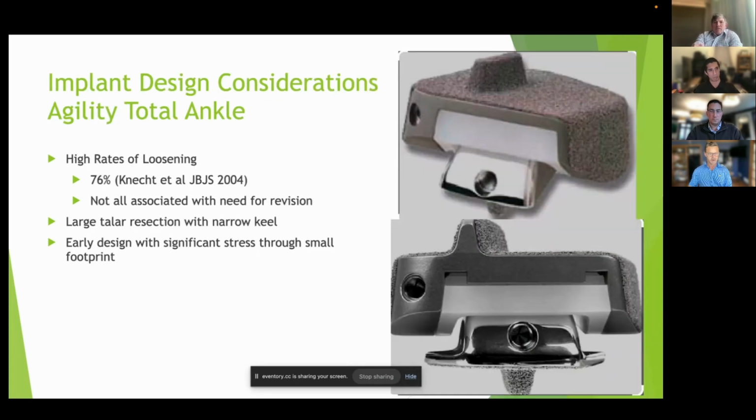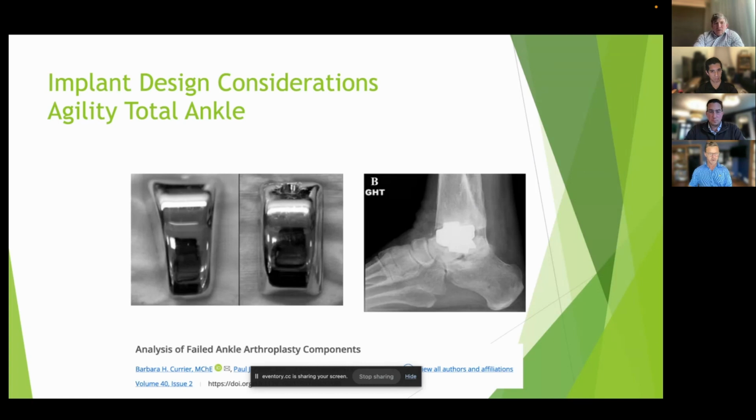Starting with the Agility, we've got a mostly anatomic implant here, but a very small footprint of that talar implant that can result in a high rate of loosening, as the fixation is limited to just that single central keel shown here. You can see this really is a small footprint that required a lot of cuts and a lot of potential injury to that talar side. And that is shown with a very high rate of loosening with the Agility.